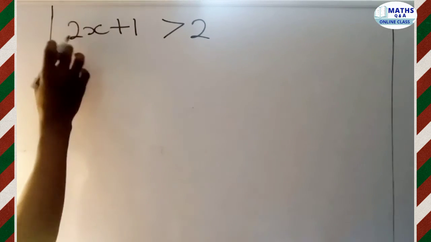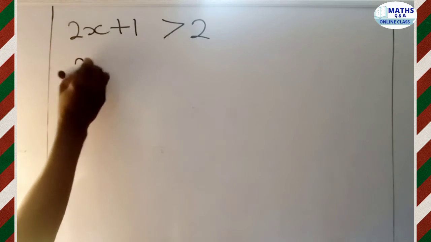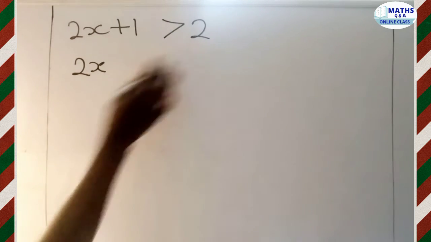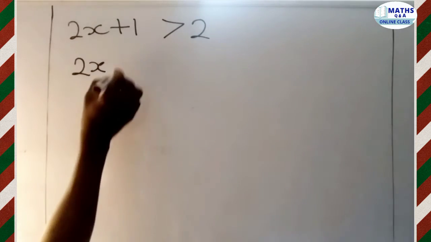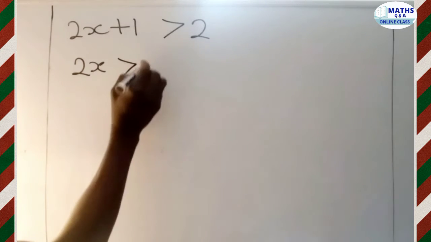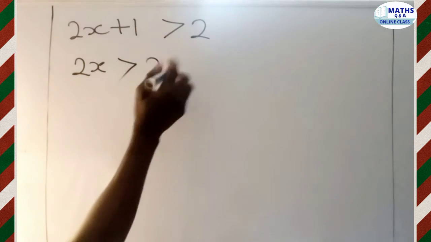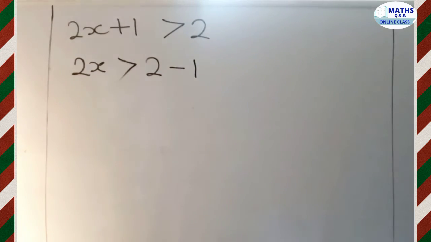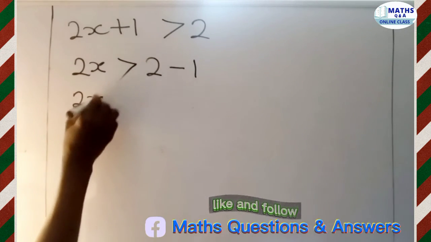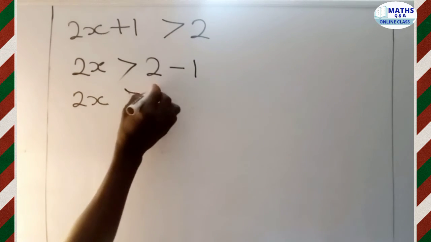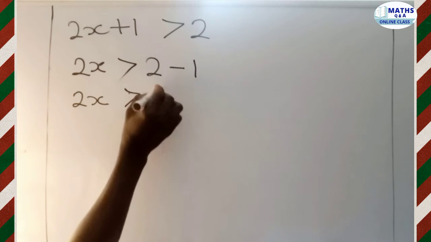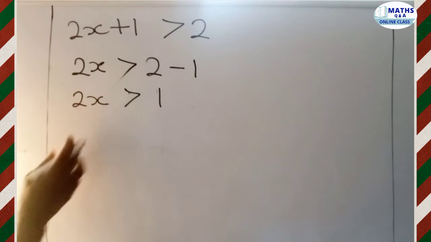So now we have 2x here. I'm writing my 2x here. We don't have any x in it again. I have greater than. Now I have 2 here. So I'm sending the 1, which is positive, to the other side. It will be negative 1. So now we have 2x > 2 - 1, which gives us 1. Now I don't want 2x, I want x.